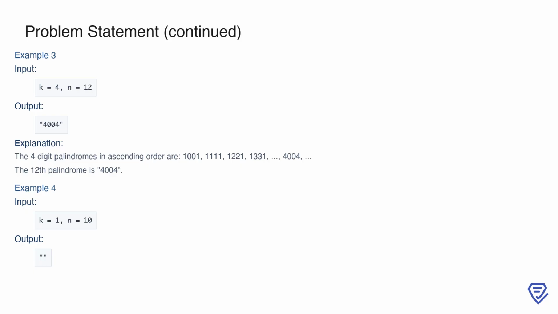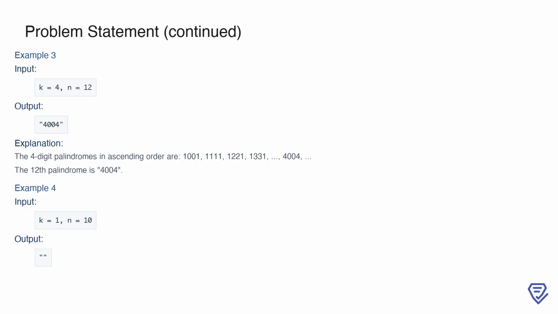When k equals 4 and n equals 12, we need the 12th smallest four-digit palindrome. The sequence begins with 1001, 1111, 1221, 1331, and so on. If we continue this pattern, the 12th palindrome in this list is 4004, so the output is the string 4004.